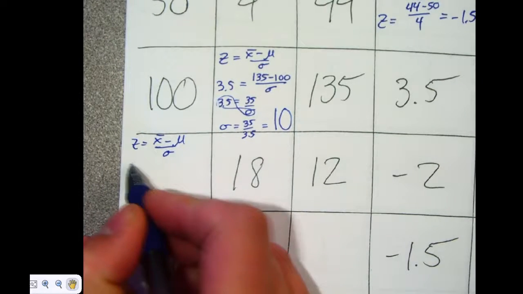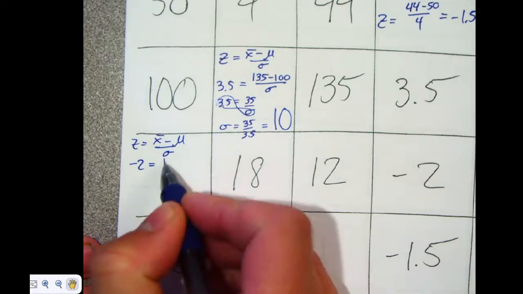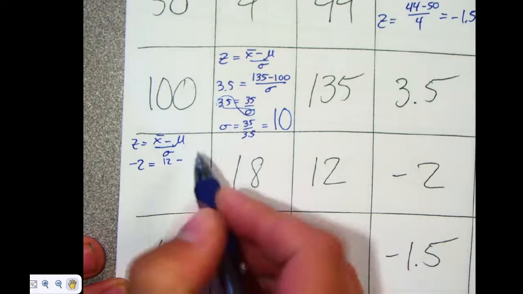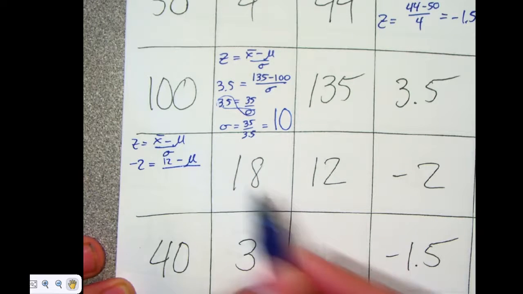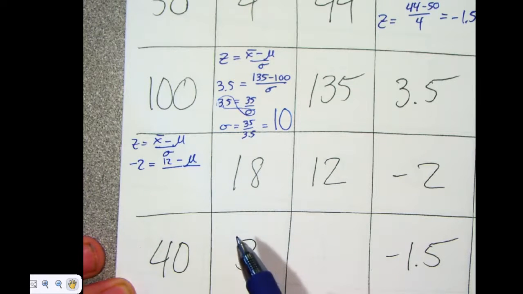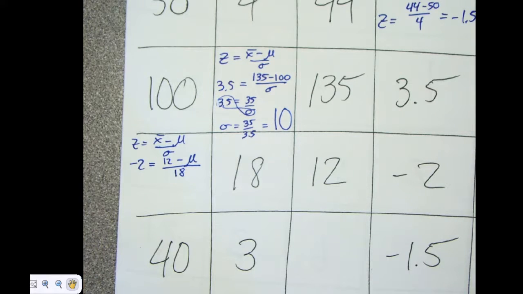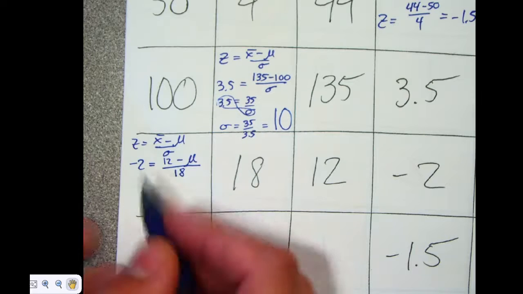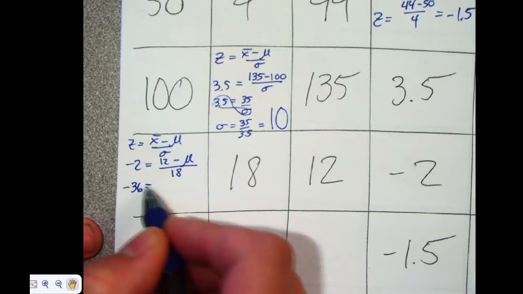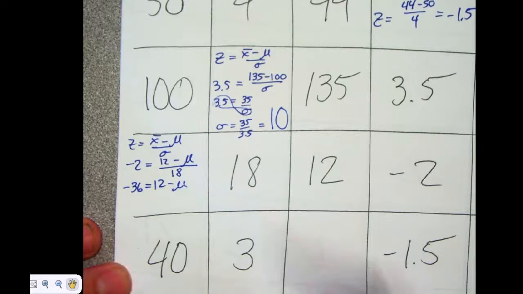So I told you z was -2. I told you x bar was 12. Mu is still mu because I don't know what it is. The standard deviation is 18. Flip-flopping here is not going to help me because my variable is not really involved in that part of it. So I think I would multiply both sides by 18. So I get -36 equals 12 minus mu.